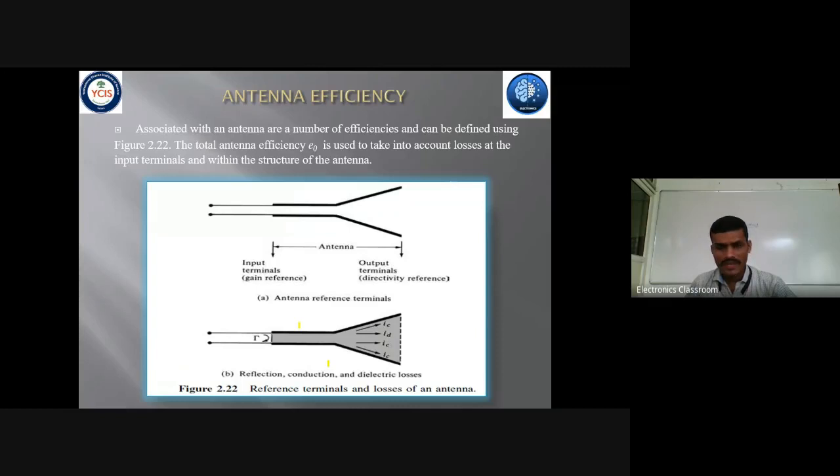After that, conduction losses and dielectric losses. Now your antenna is manufactured by using metallic rods, and two metallic rods are separated by free space. Now free space always has some permittivity. We also calculate the dielectric constant, that is epsilon 0, which is equal to 8.854 into 10 raised to something.